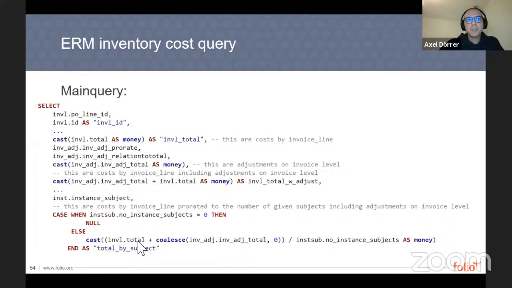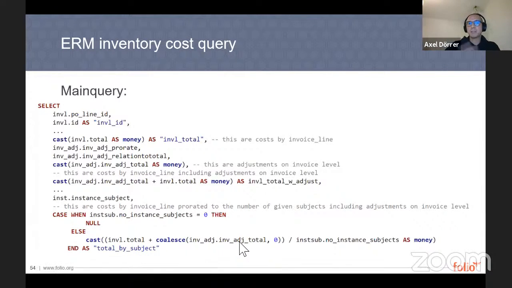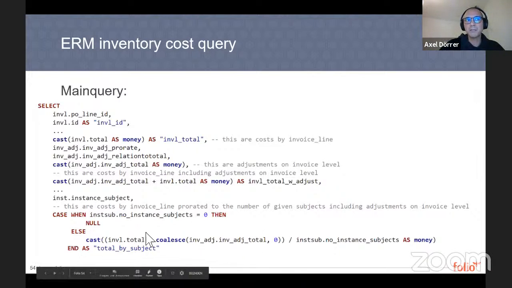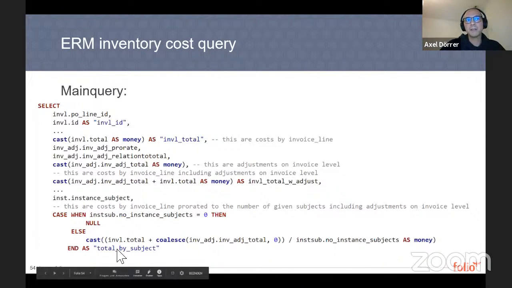And then I was bringing in the invoice totals, and then we have another adjustment that comes from the invoice. We have the invoice line total and the invoice adjustment total, and these are the derived tables that come from the invoice level. So we have the total of this invoice line, and then we divide this by the number of subjects, so we have the total per subject later.